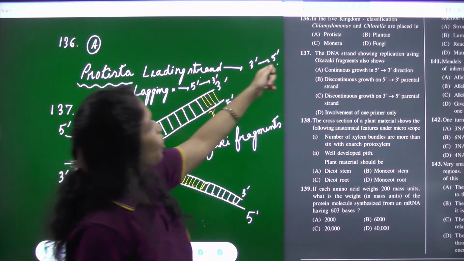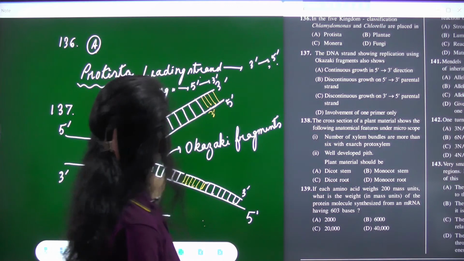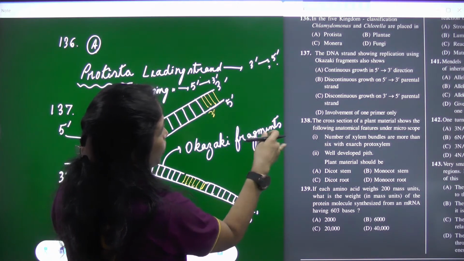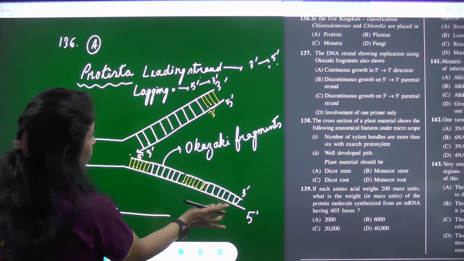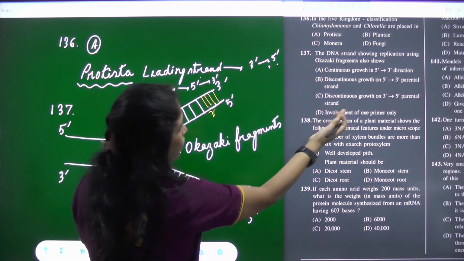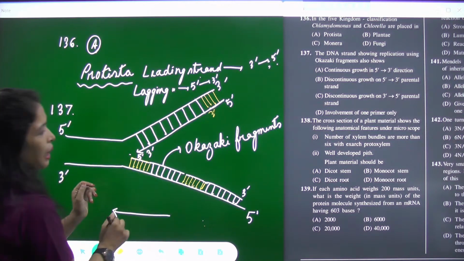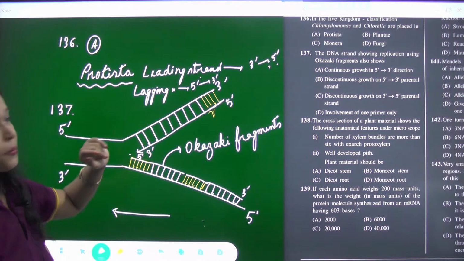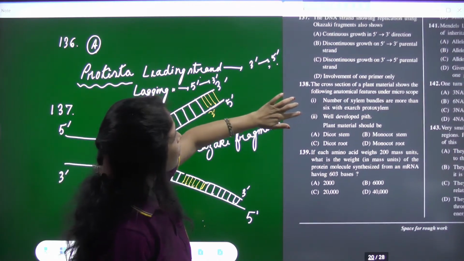So you are asked for Okazaki fragment. Okay, Okazaki fragment. Discontinuous growth on 5 prime 3 prime parental strand. Okay, 5 prime 3 prime parental strand. Discontinuous growth on 3 prime 5 prime parental strand. So what will be the answer? As I gave, it is the second option. Alright, so now let's see the next one, 138.